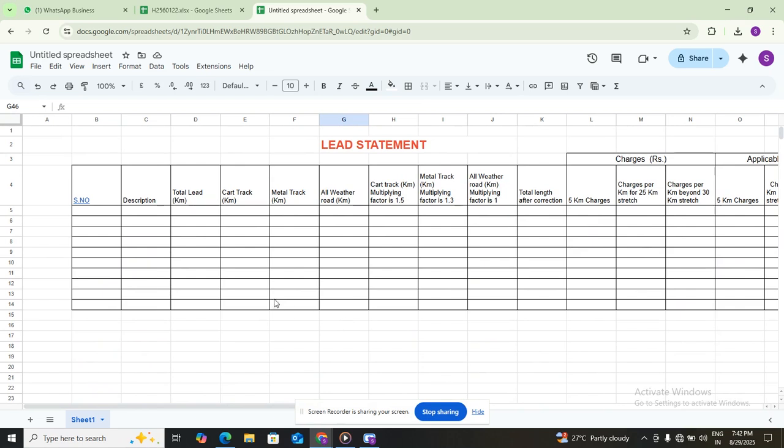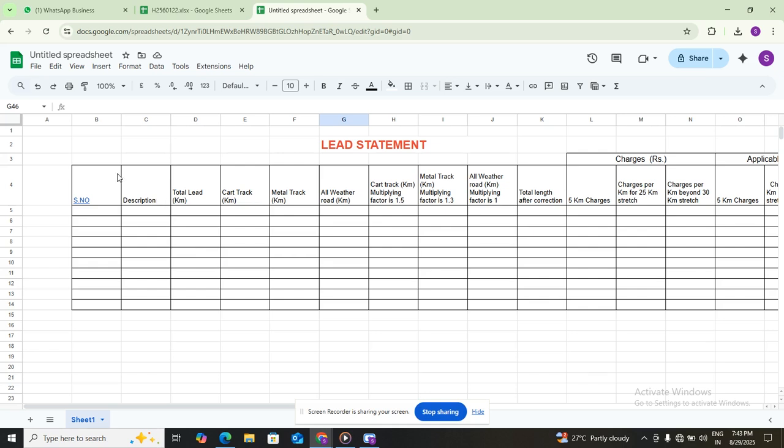First, let's see the table. The first column is the description. What are the items we need to calculate? Sand, brick, cement, steel. What are the materials we are using in the construction? Those materials we need to calculate in the lead statement. Total lead is the distance between the source and the destination. That distance we consider as the total lead.